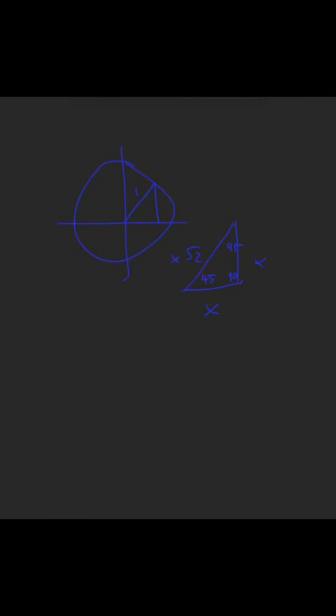Now, since we know that the radius of the unit circle is 1, we can solve for x using that for a 45, 45, 90 triangle. So we have 1 is equal to x square root of 2. If we divide by square root of 2 on both sides, we have 1 over square root of 2 is equal to x. We can't have a square root in the denominator, so if we multiply by square root of 2 on the top and bottom, we have square root of 2 over 2 is equal to x. Therefore, cosine 45 and sine 45 are equal to square root of 2 over 2.